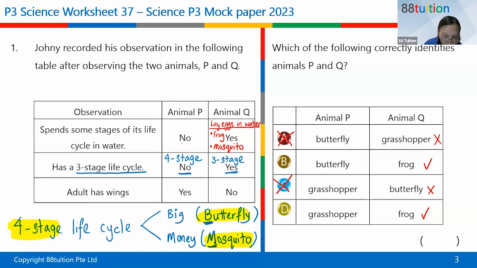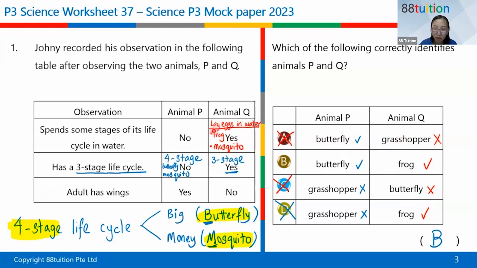All right, so here 4 stage, that means here is either butterfly or mosquito. Okay, so butterfly is correct, mosquito is wrong. All right, therefore the only answer will be B. Do you see how I do it? All right, so I'm using red with red, blue with blue. So the red ones will tell me cross, tick. All right, red with red.